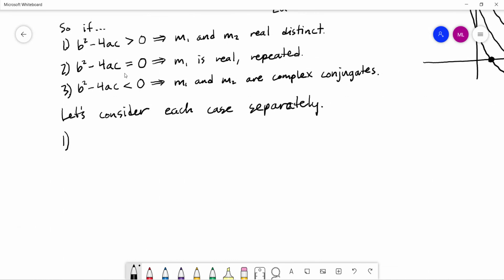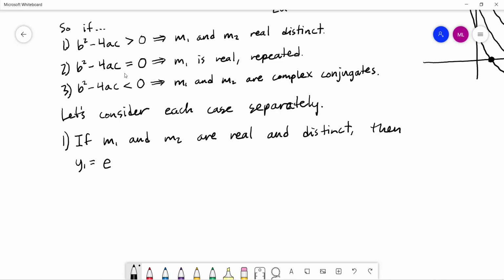If m1 and m2 are distinct and real, then we have our two linearly independent solutions that we can use to construct the general solution. The first one, y1, looks like e to the m1x, and y2 is simply going to be e to the m2x, and these are our two linearly independent solutions.